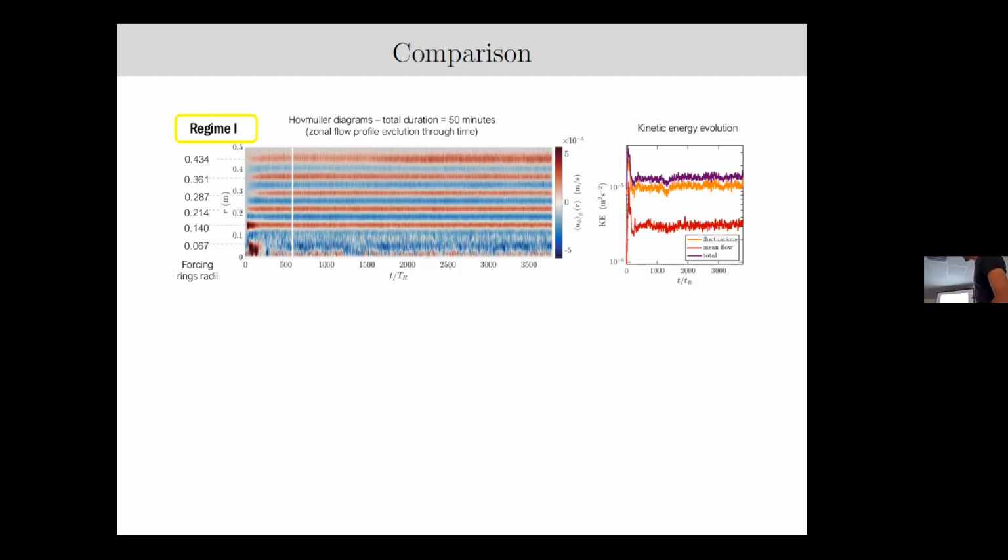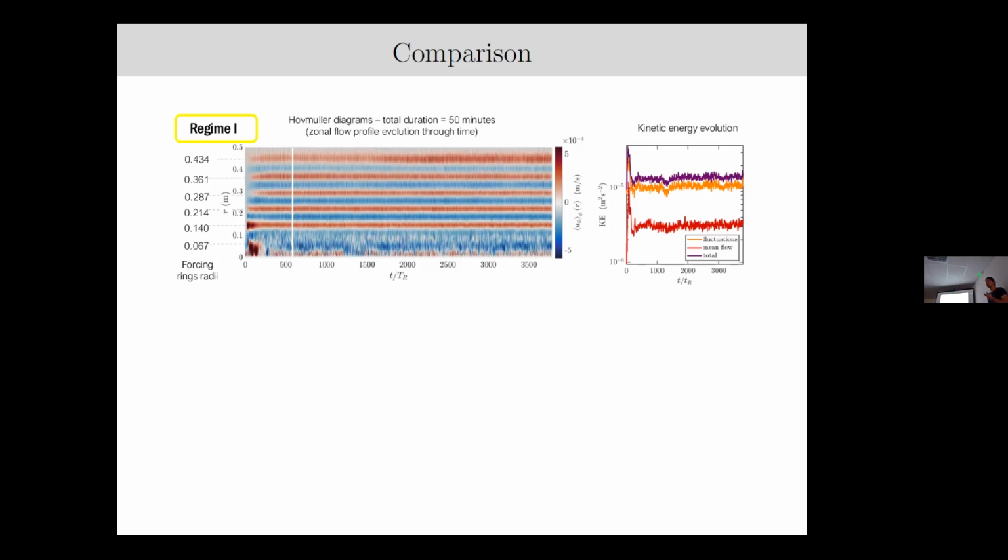So this is the first regime. This is the radial position versus time, showing the azimuthally averaged zonal flow. You don't see this jet so much because it's close to the center, but you have 1, 2, 3, 4, 5, 6 jets. They are quite steady, and you can compute the energy contained in this mean flow, and the energy in the residuals, the fluctuations, that have a zero zonal average. You can see that the energy in the zonal flow is very small compared to the fluctuation.